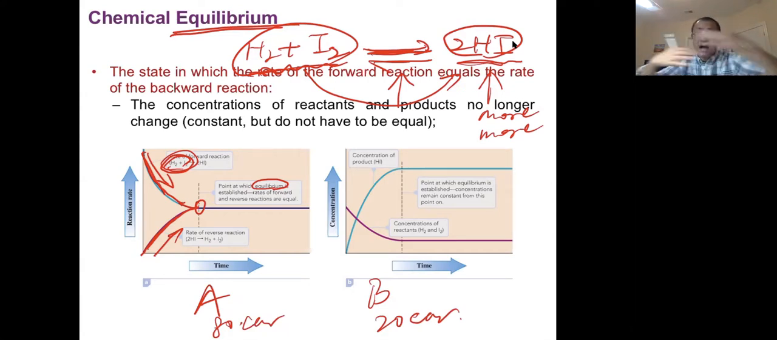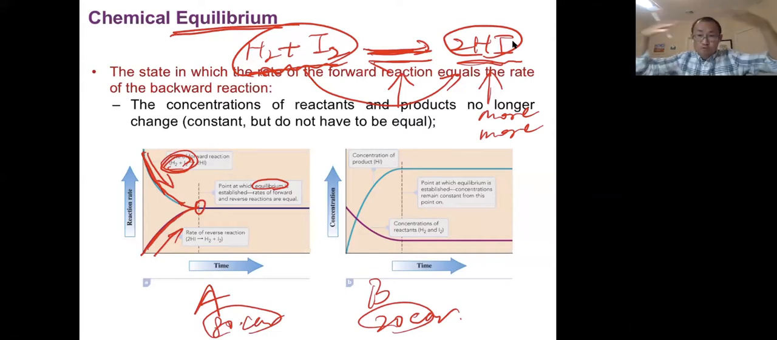But the reaction is still happening, meaning the total number of cars doesn't change. 80 is 80, 20 is 20. Why? Because 5 cars go to B and then 5 cars go back to A. But the 80 and 20 don't have to be equal. Equal means their rates are equal. The total number of cars doesn't change, but that doesn't mean they're equal.